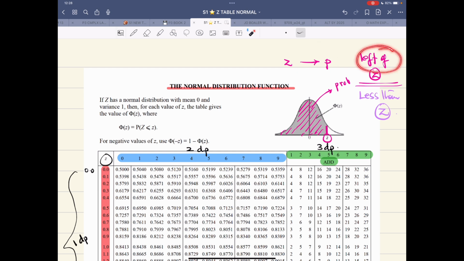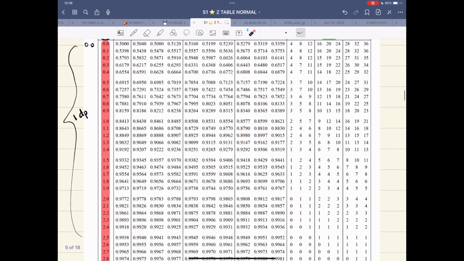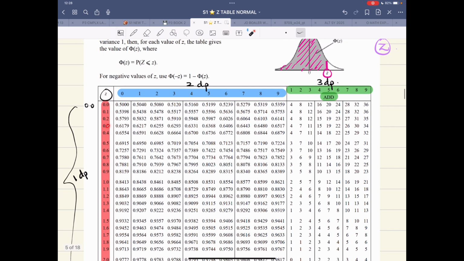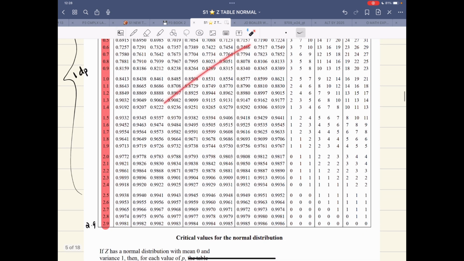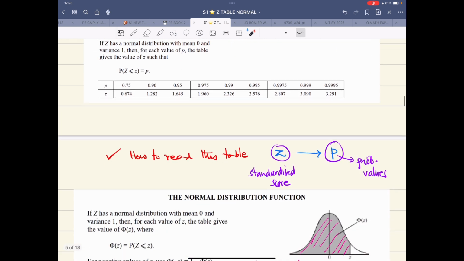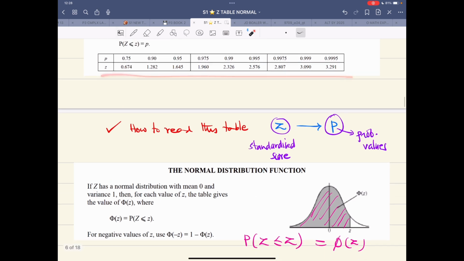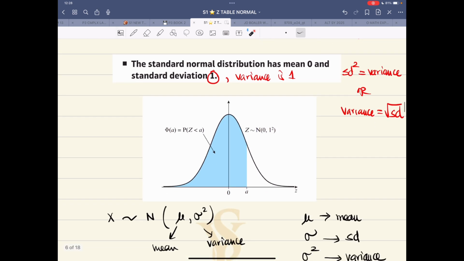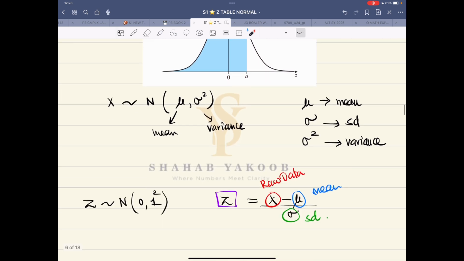The key thing is left of or less than as shown in the table. Only positive z values are there, 1 dp, 2 dp, 3 dp, and everything over here is what? It is probability. And yes, this table will also be used. Just hold for a second. And we are talking about a standardized normal distribution. It has a mean 0, standard deviation 1, variance is 1. That is how we write it.